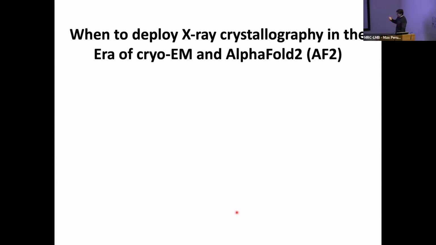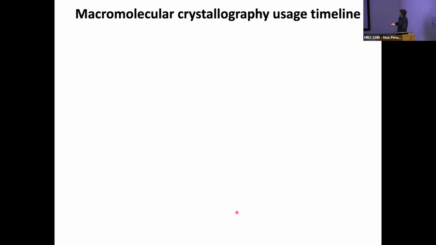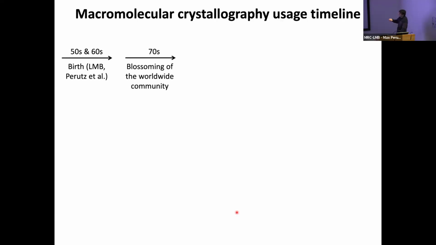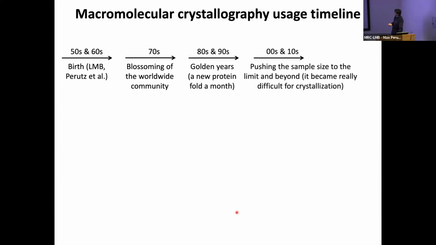Now the second part of my talk. We are in this era where there are different techniques for high resolution data collection, like cryo-EM or AlphaFold. So when should you come to visit me, Fabrice? It's macromolecular crystallography, which had its birth at the LMB. It was blossoming in the 70s, golden years, a new protein fold a month. Then the low hanging fruit were done, and people wanted to do bigger and bigger proteins, which became very difficult to crystallize.